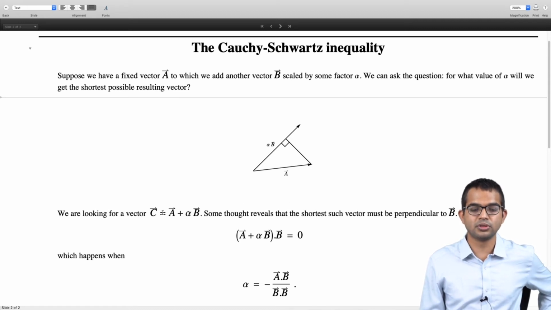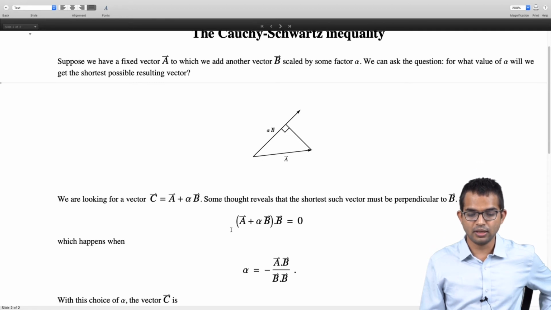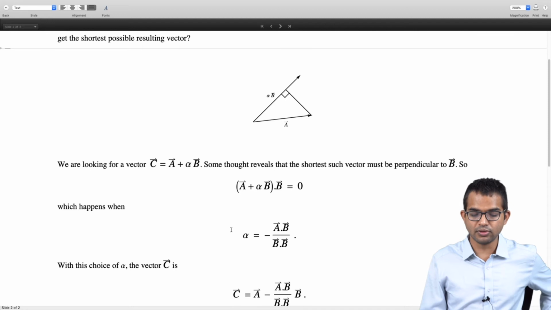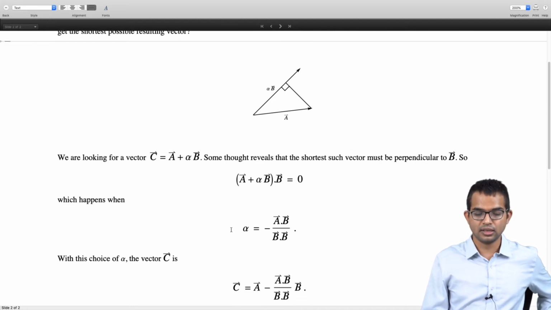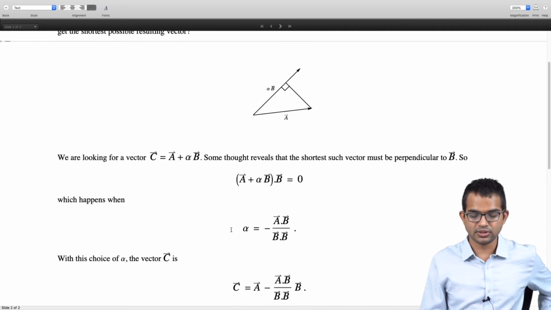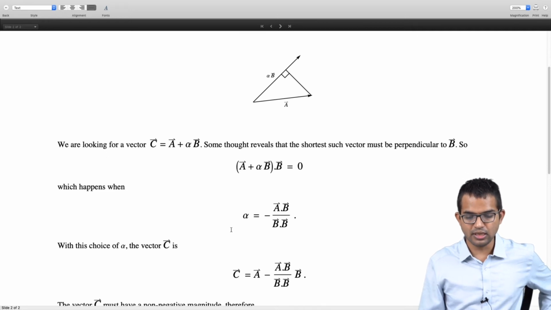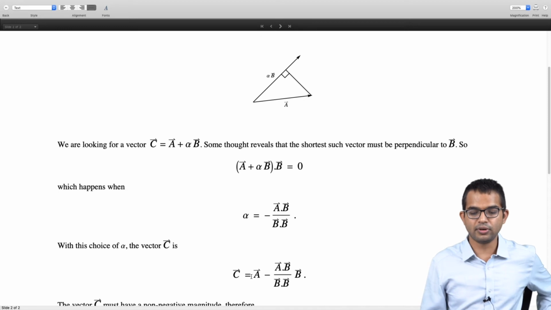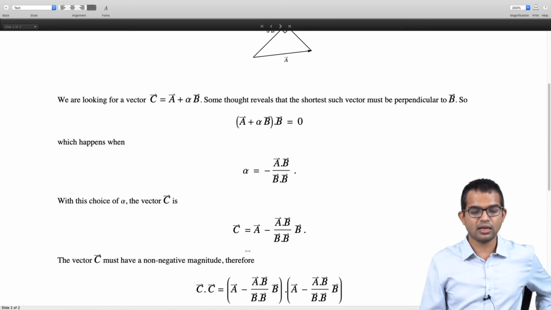So the smallest possible quantity among this entire set itself is going to be greater than or equal to 0, right? So we'll just simply invoke this, which is a fact, and then we will see that it will give us a very interesting inequality, which is a famous inequality. So I have written C as A minus A dot B divided by B dot B times B, right? So in place of alpha, I have put this quantity that I have just worked out. And then this C dot C must be greater than or equal to 0.